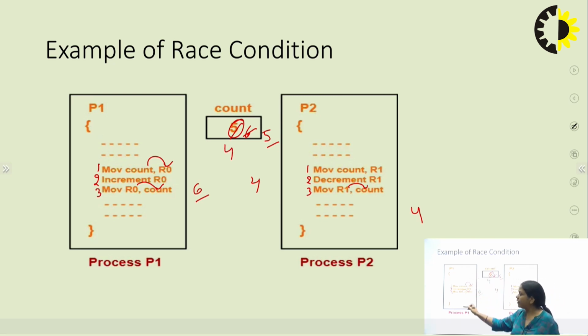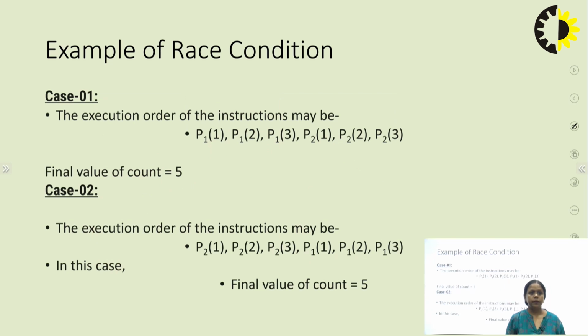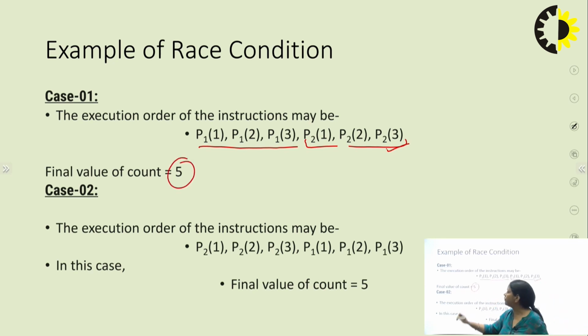And now the value of count is 4. When P1 executes, the value will again become 5. So when the processes execute sequentially, firstly P1 and then P2, it is okay. The count will be 5. But if there is context switching, then there will be some problems. You can see here in case one, which I have discussed, firstly the P1 process executes completely, then the P2 process executes completely. Then the count value will be 5.